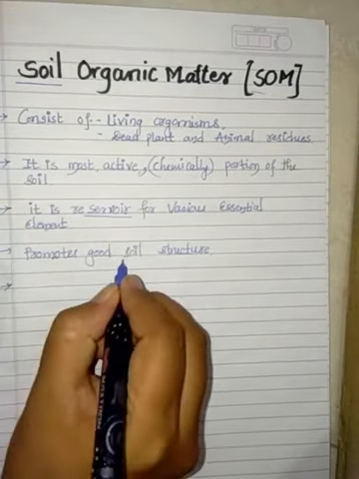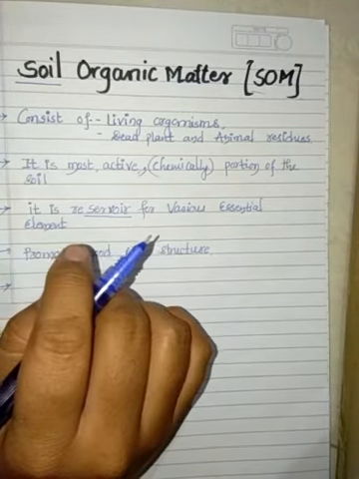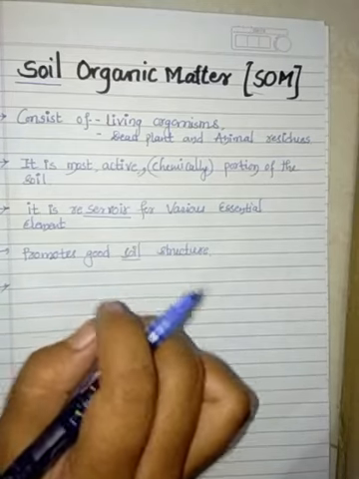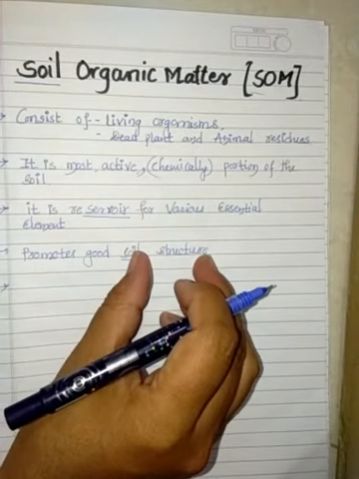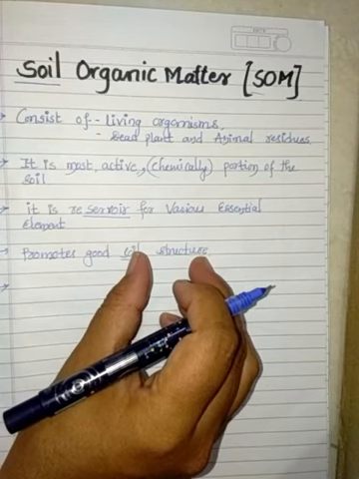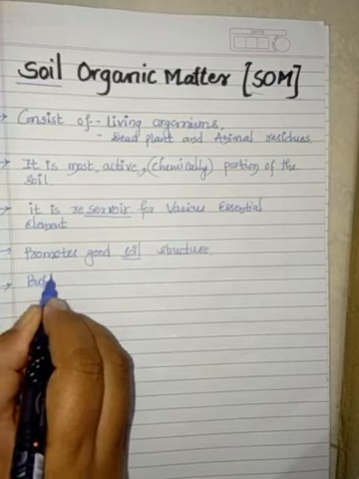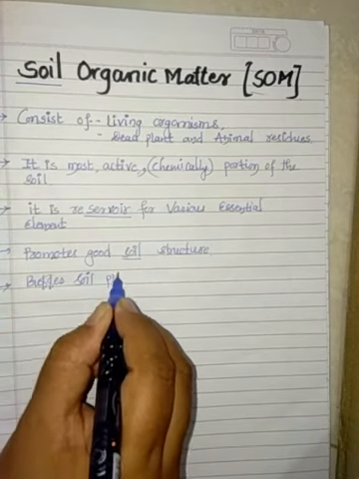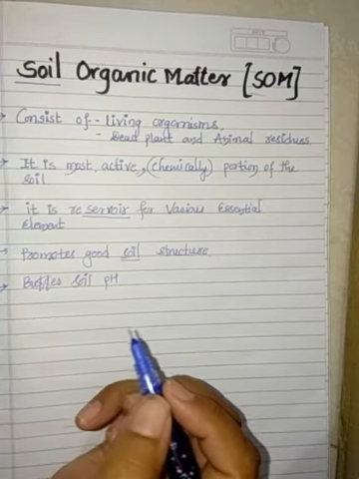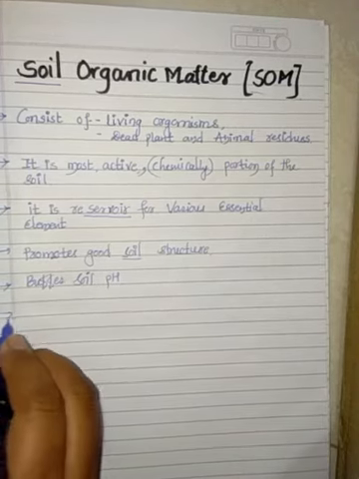Next, soil structure can be promoted by this particular soil organic matter. It means how good the condition of that particular soil is can be defined by the soil organic matter. Next, it buffers soil pH. Next, it promotes good air and water relations in plants.